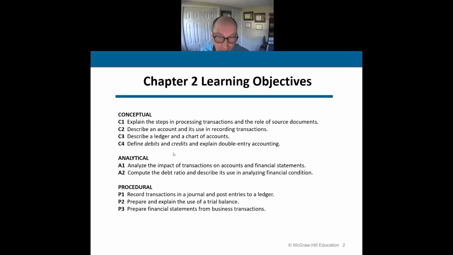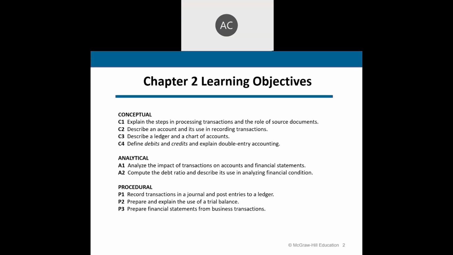And so we'll talk a lot about those different types of transactions and using those accounts that we just talked about, and how those transactions are recorded on the income statement and balance sheet.